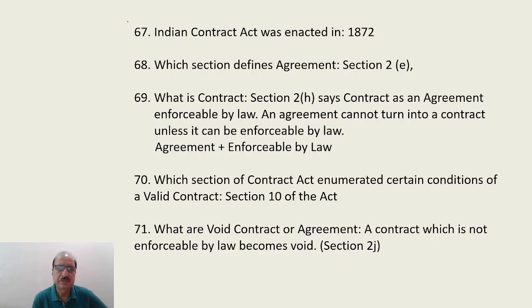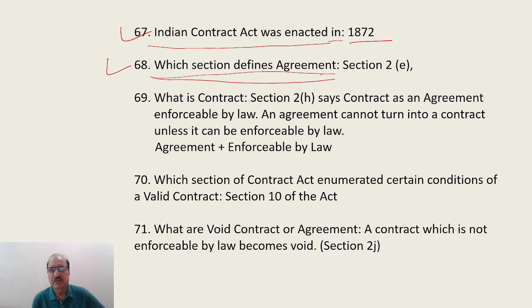Question number 67. The Indian Contract Act was enacted in 1872. Question number 68. Under which section of the Contract Act is an agreement defined? Section 2(e) of the Indian Contract Act defines agreement. Question number 69. What is a contract? Section 2(h), important, defines a contract as an agreement enforceable by law.